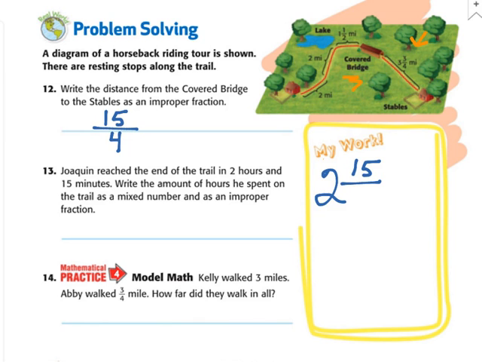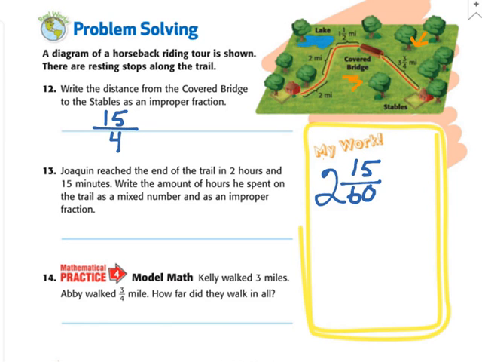Okay, now the question is how many units? What's my denominator going to be? Well, I know there's 60 minutes in an hour, so I know I've got 15 out of the 60 units. So it is 2 15/60ths.